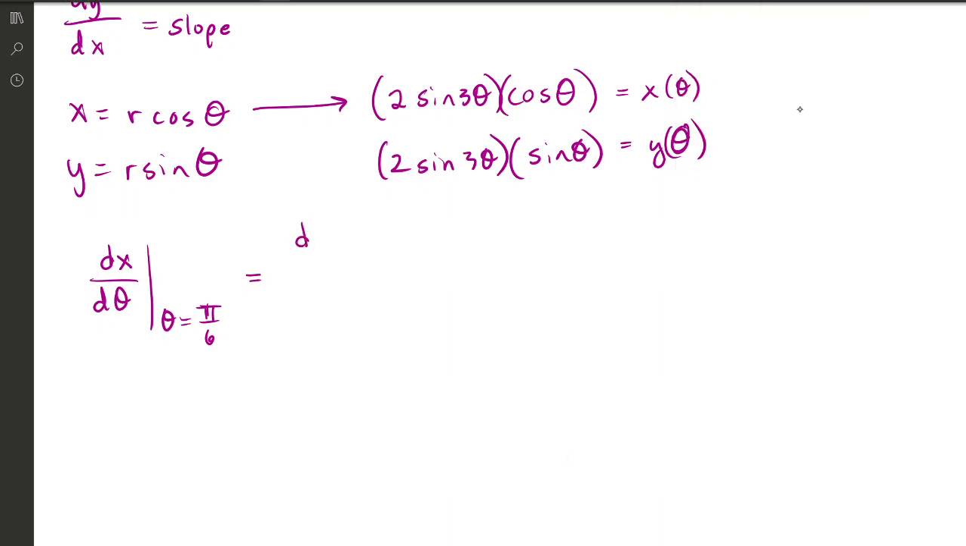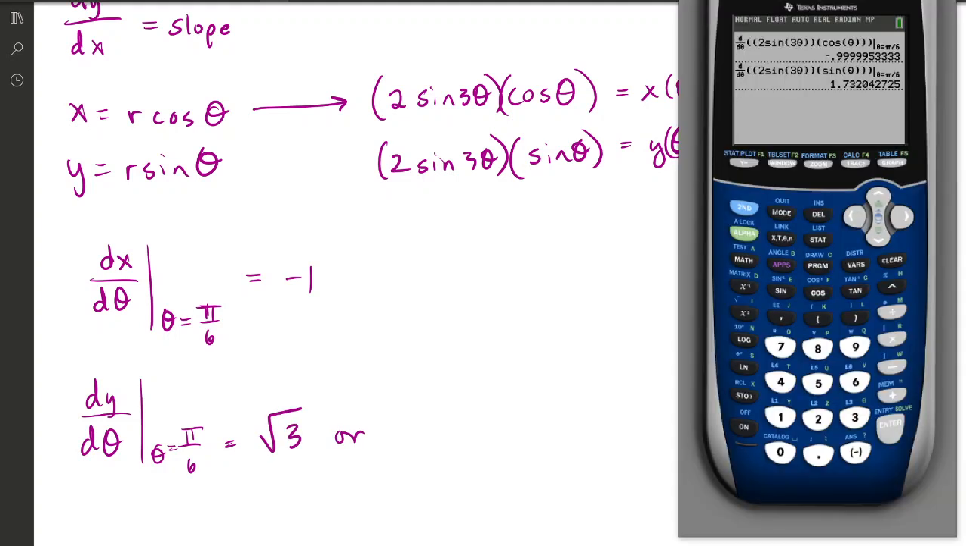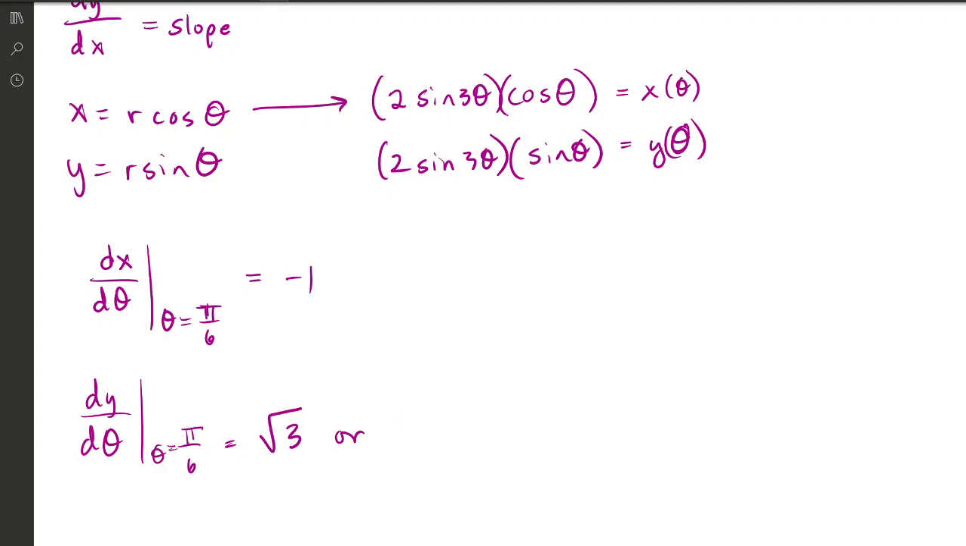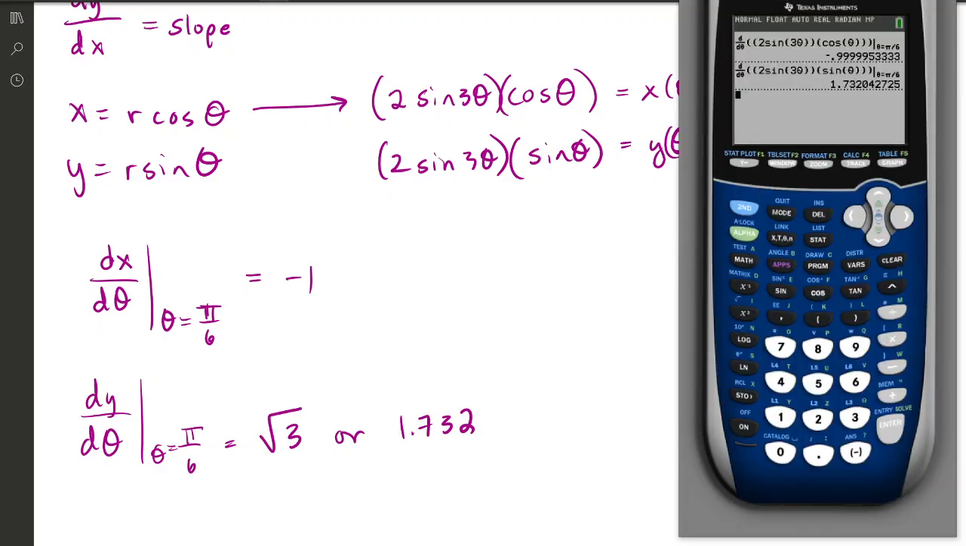So you get dy/d theta, when theta was pi over 6, is square root of 3, or that decimal 1.732, and I'm not at the end, so I'm going to go more than 6 places, 0.42725.